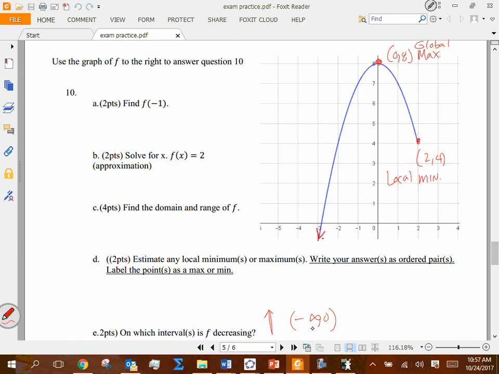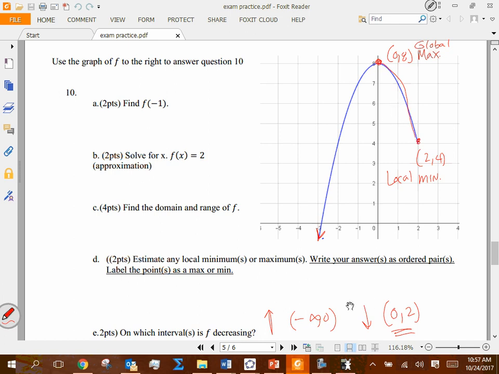So it's increasing between negative infinity to 0, but it's decreasing from 0 to 2. From 0 to 2, your y values are getting smaller. So remember these were the x values that your y values were getting successively smaller.